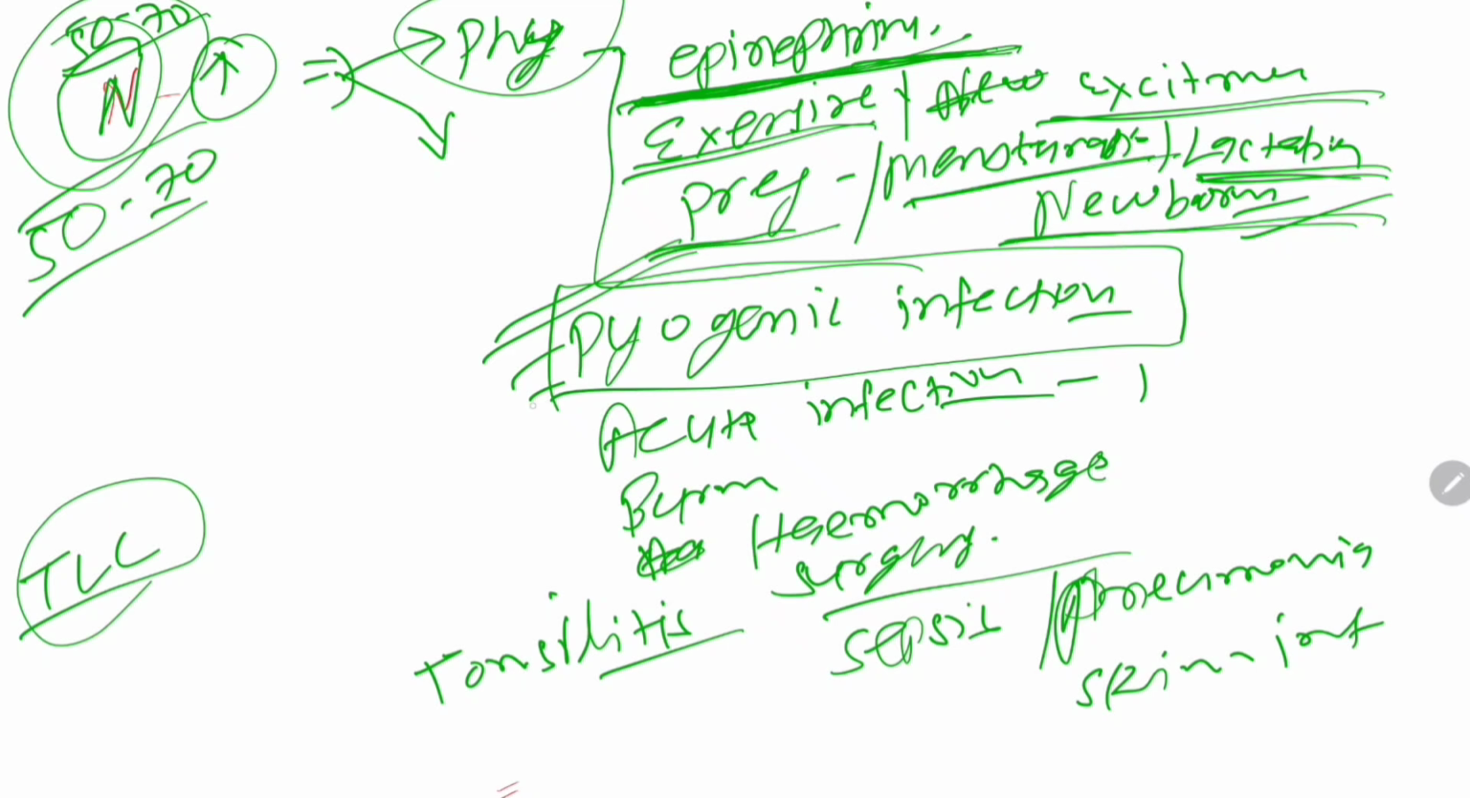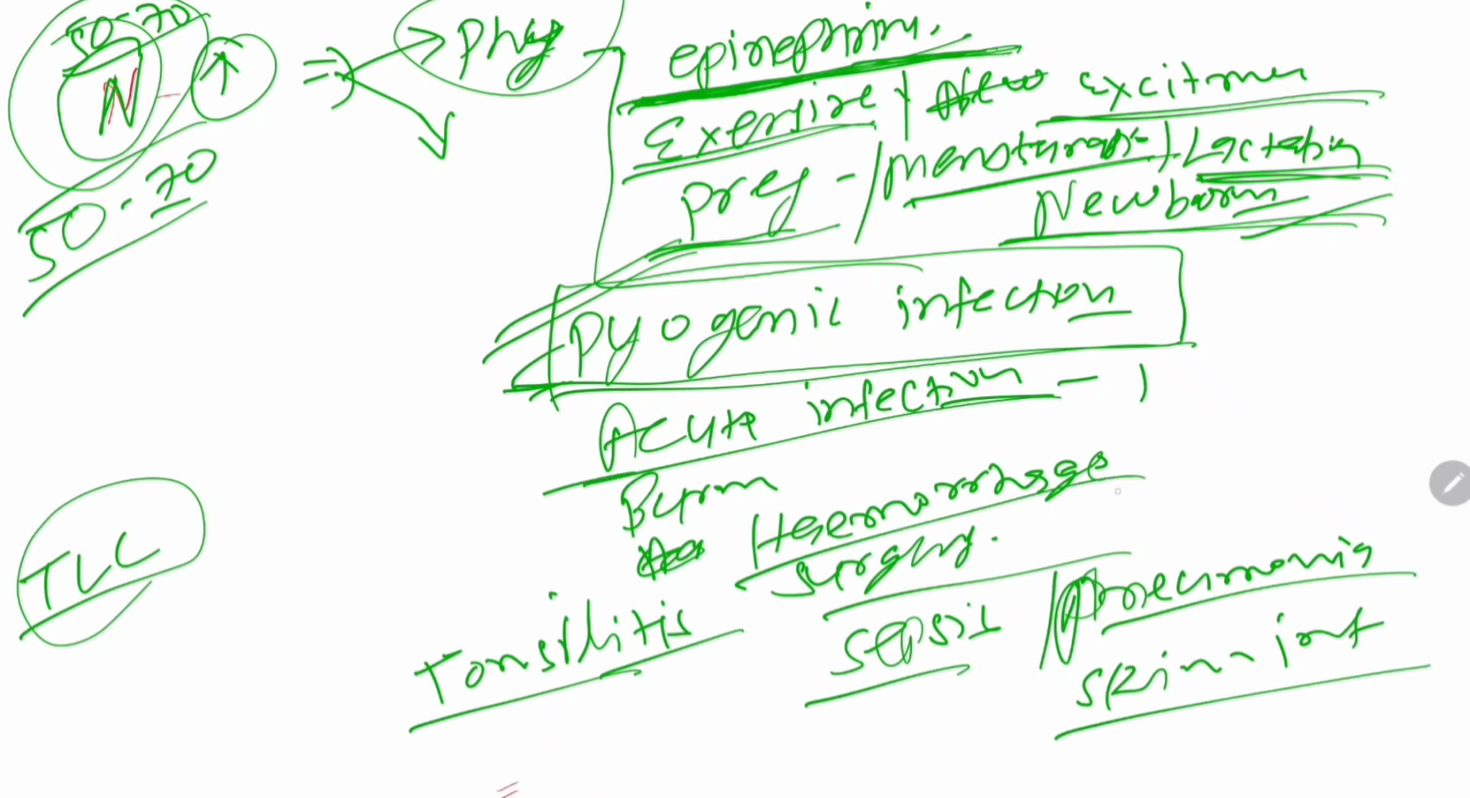If not, then we have to think about pyogenic infection, like any type of acute infection such as tonsillitis, sepsis, pneumonia, skin infection, even hemorrhage, burns, and post-surgery. The count may be increased. We have already talked about neutrophilia. So what about neutropenia, if the count is less? Let's talk about neutropenia.